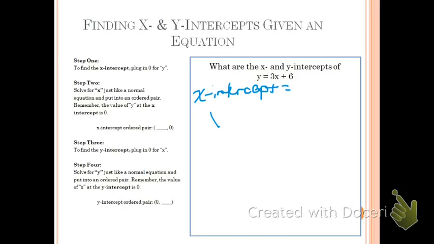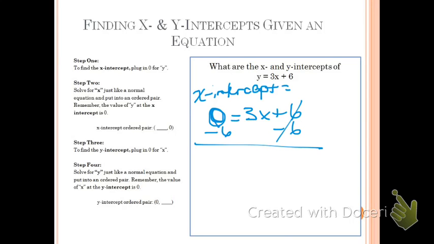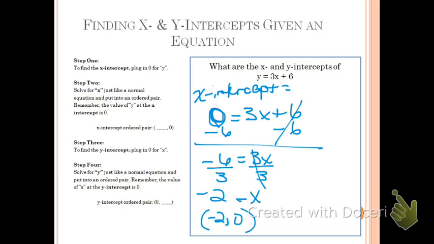you would replace the y with 0. And solve for x. So we'd have to, in this case, subtract 6 from both sides. So negative 6 is equal to 3x. Divide by 3. So x is equal to negative 2. So your x-intercept is negative 2, 0.